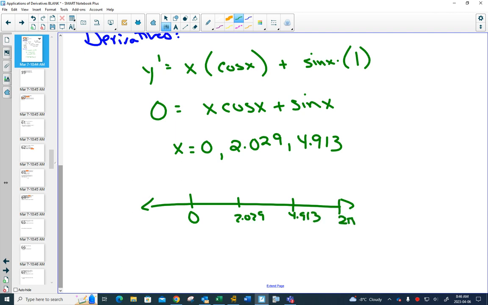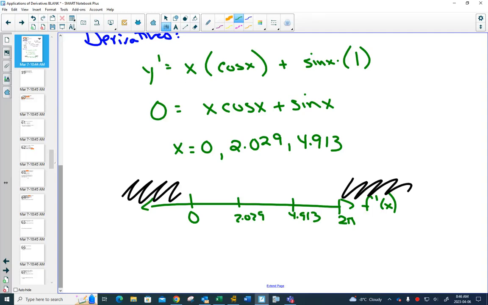And I'm going to add onto our number line here 2 pi, because the question asked us only to graph it between 0 and 2 pi. So we do not have to worry about these sections for increasing and decreasing, because we are only going to graph it between 0 and 2 pi.